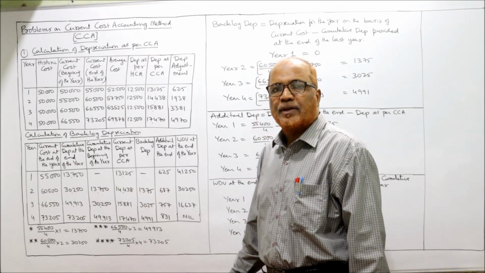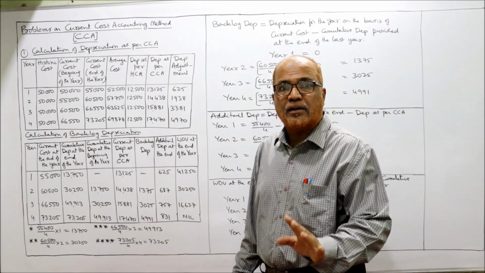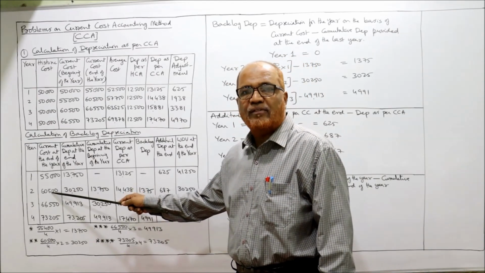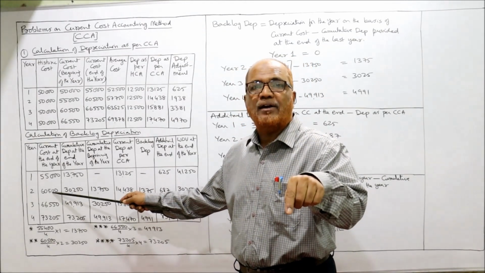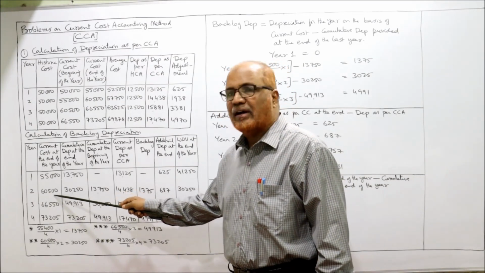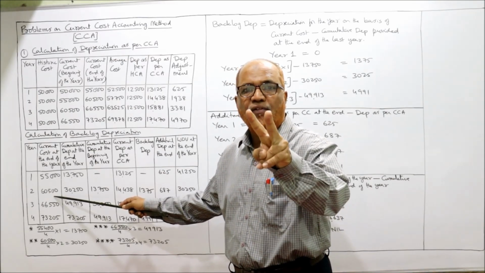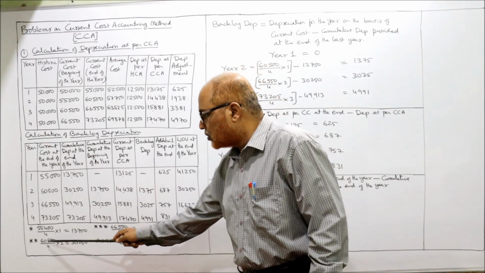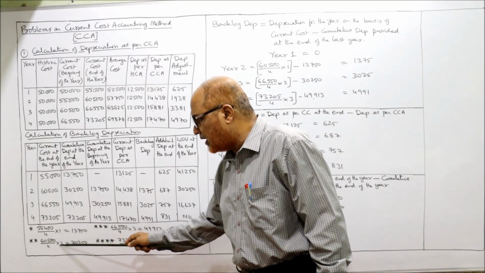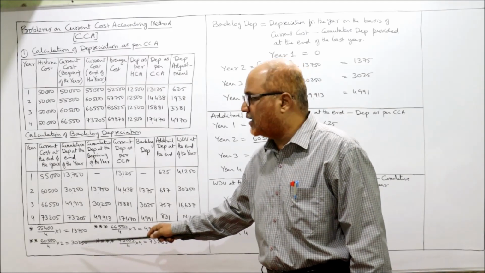Now second year. Now for the second year we will take the cumulative for 2 years. So 60,500 divided by 4 into 2. 60,500 divided by 4, you will get per annum. But we want for 2 years, so multiply by 2. So 60,500 divided by 4 into 2. 30,250 is the cumulative depreciation for the second year.